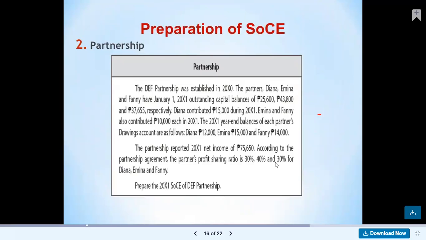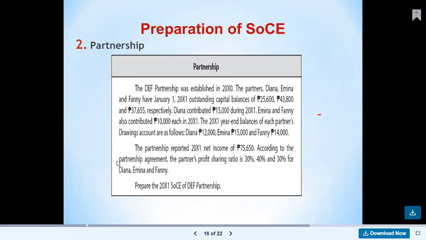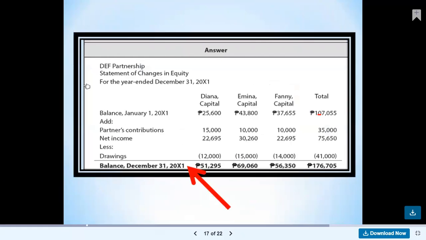The partnership reported 2001 net income of 75,650. According to the partnership agreement, the partners' profit sharing ratio is 30%, 40%, and 30% for Diana, Amanda, and Fanny. You are required to prepare the 2001 statement of changes in equity of the DEF Partnership. So the answer is this one. Still following the format, we have DEF Partnership, Statement of Changes in Equity for the year ended December 31.